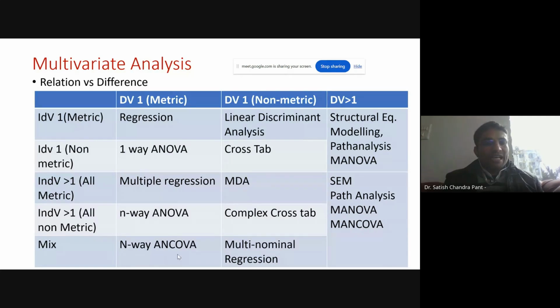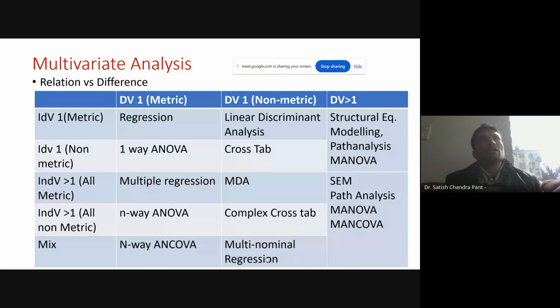Wherever you will use ANOVA and ANCOVA, you will find that the dependent variable has to be metric in nature. If it is non-metric, then you will go for multinomial regression, where the logit and probit models are there, right? You have heard about logit and logistic regression, where the dependent variable may be non-metric.